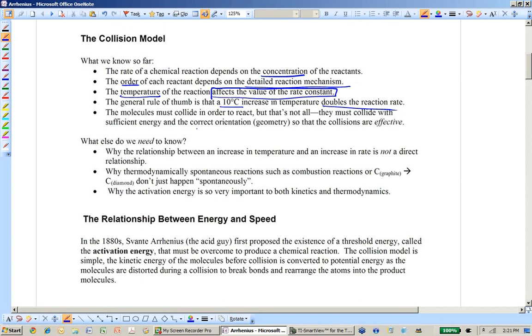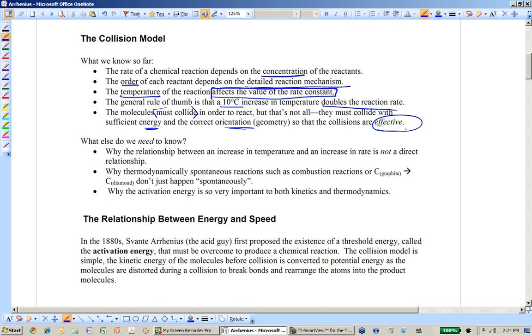The molecules must collide in order to react, but that's not all. They must collide with sufficient energy and the correct orientation or geometry so that the collisions are what we call effective. These big people words are what you want to put into your writing. So what else do we need to know? Well, we need to know why the relationship between an increase in temperature and an increase in rate is not a direct relationship.